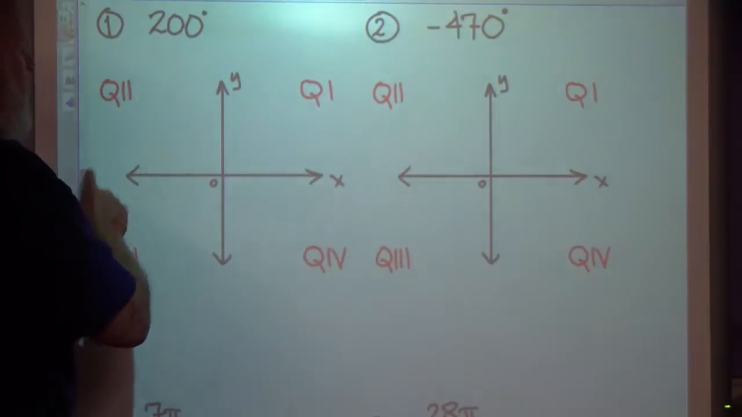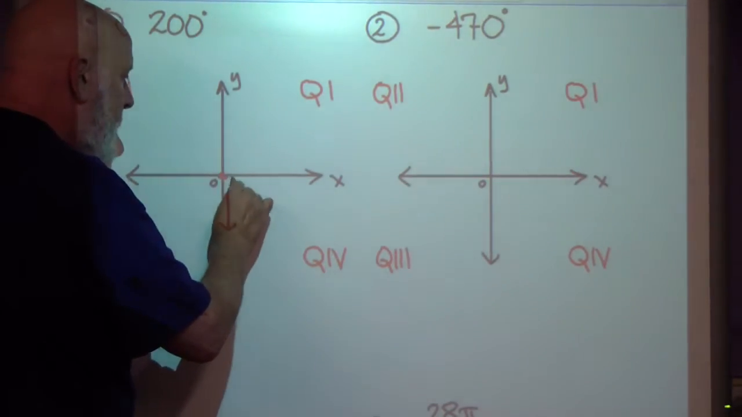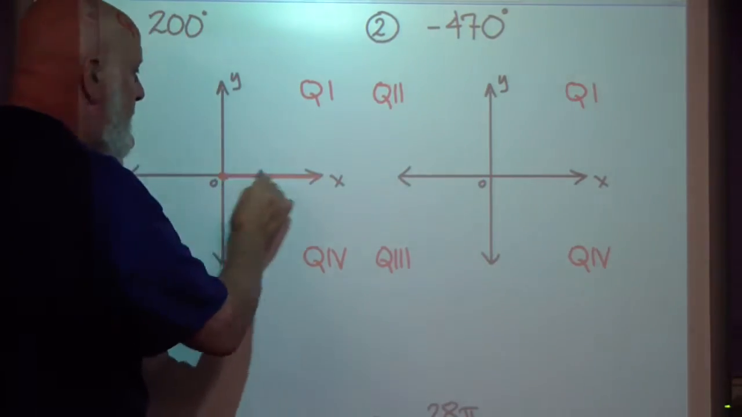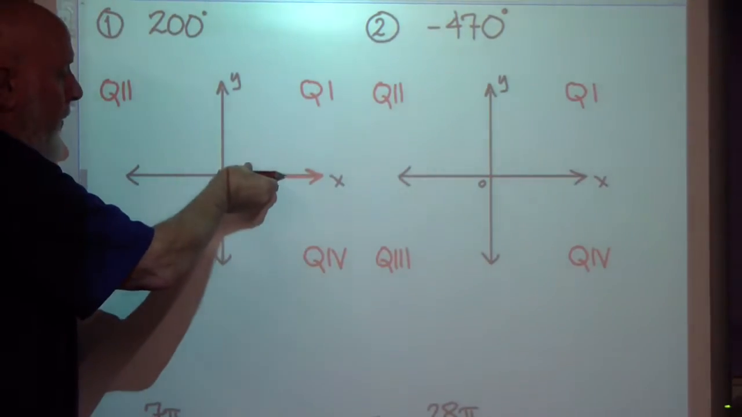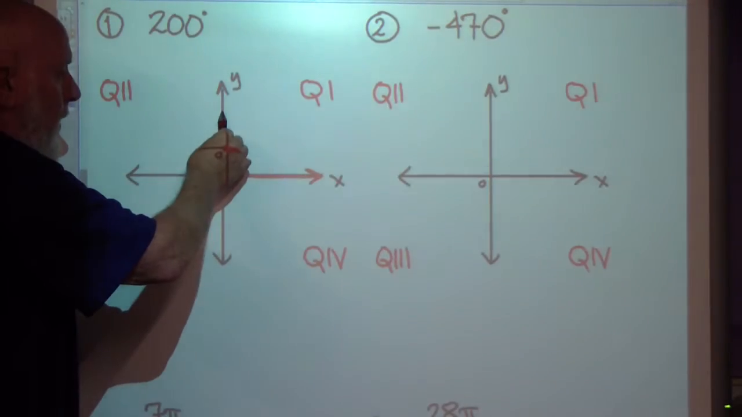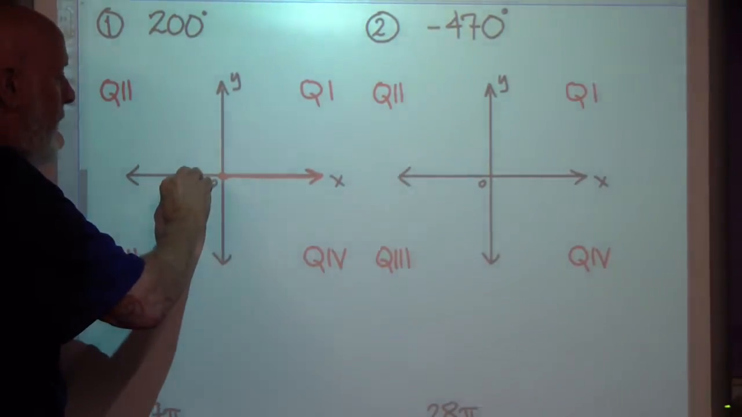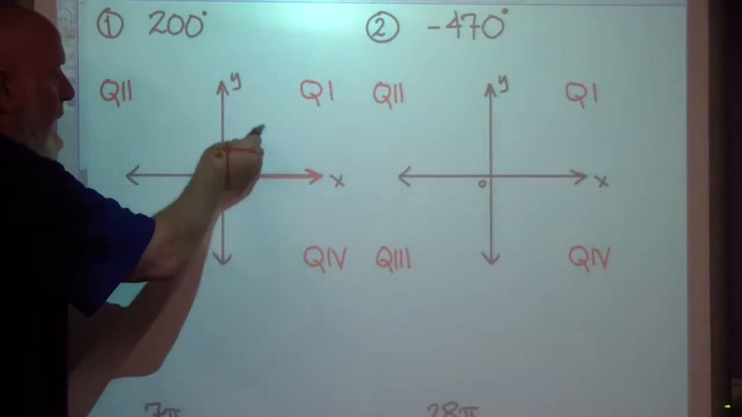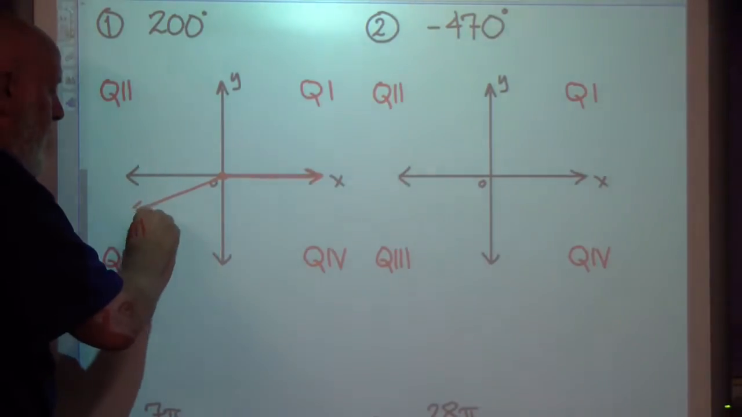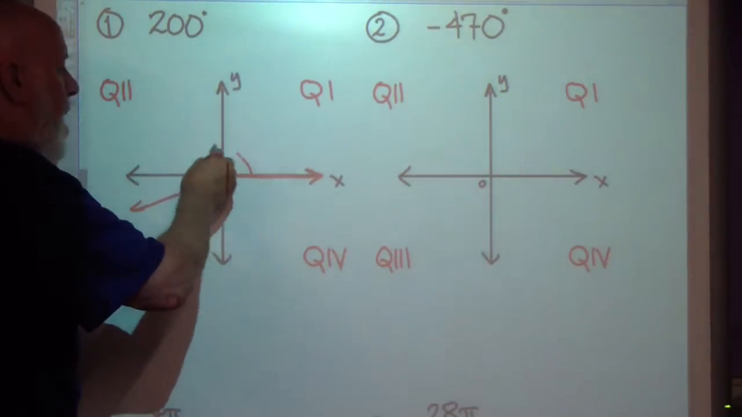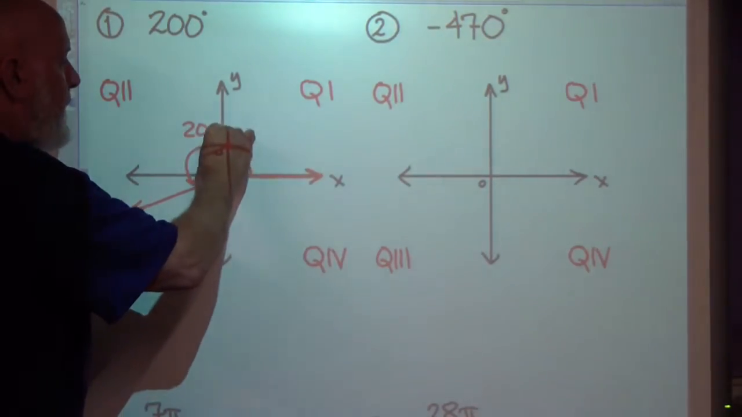Okay, my terminal side of a 200-degree angle. The initial side is going to be the positive x-axis. I want to rotate 200 degrees. Well, I know that rotating from here to here is 90. If I rotate 90 more, that's 180 degrees. If I want to go to 200, I'm going to go 180 plus 20 degrees, which will be something like this. It's a rough approximation, but it's not too far off.